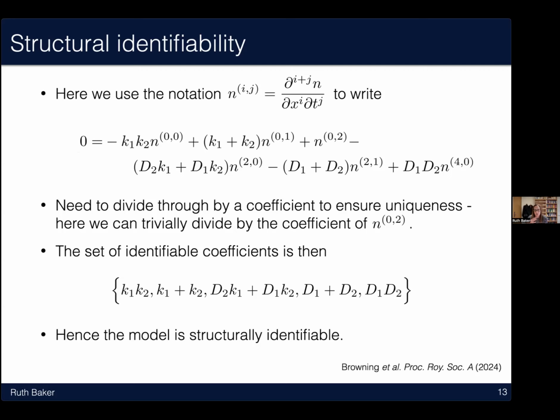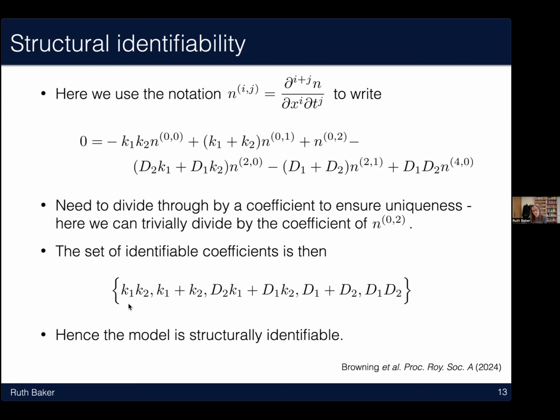One thing that's important to do is to divide through by a coefficient, so you have at least one of your coefficients that's effectively just one. So you've got a monomial. We trivially recognize that we have that already for this system. And then we can read off the set of coefficients of each of these derivatives, and that gives us our set of identifiable parameters. Just reading off the coefficients is what we've got down here in the curly brackets.